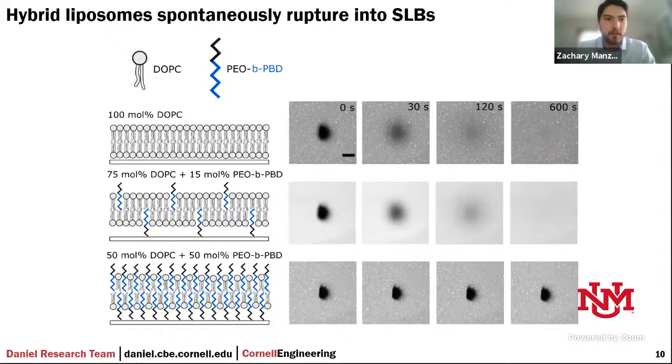We see the same behavior in 100% GFPC and in the 15% copolymer. As we go to 50% copolymer, what you see is that the bleach spot does not recover, indicating these lipids cannot move.